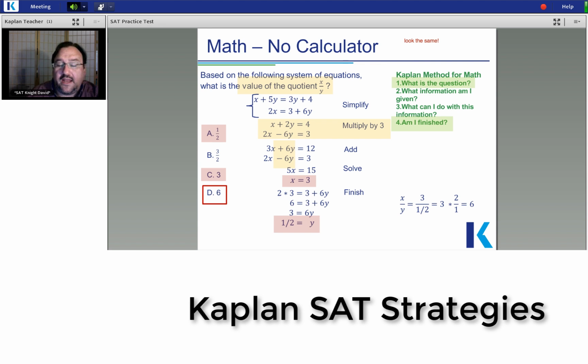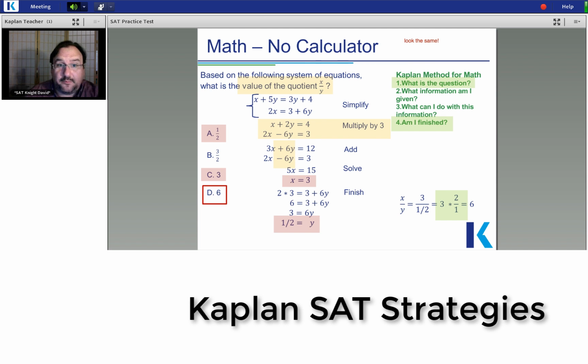3 divided by 1/2. That's the same thing as multiplying. If you're dividing by a fraction, it's the same thing as multiplying by the reciprocal. And so we multiplied 3 times 2 equals 6. And that's how we would get the final answer.